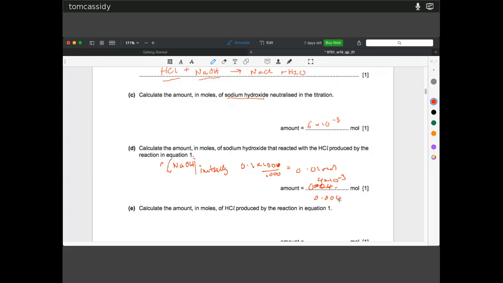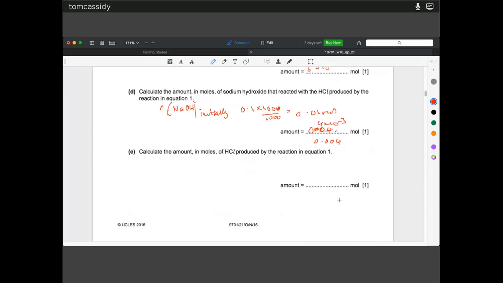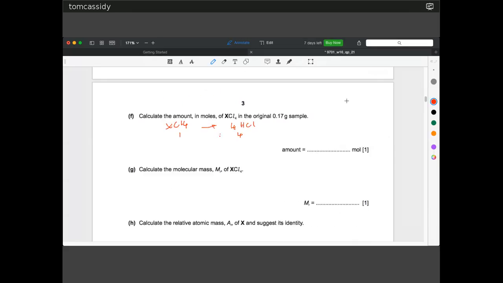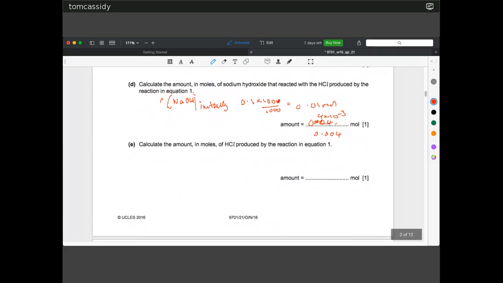Okay. So moving on to the next question, we have to calculate the amount of moles that we had of this originally. Well, we know from the stoichiometric ratio, if you look back to the question, that 1 mole of that was giving you 4 moles of hydrochloric acid. So you've got a 1 to 4 stoichiometric ratio, and we just calculated up here the amount of hydrochloric acid.